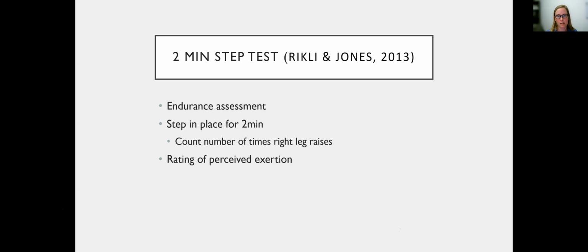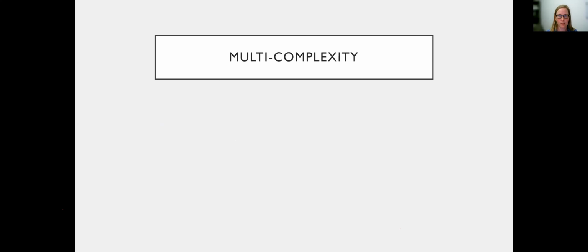And so this is a 2-minute step test, very easy to do. Takes 2 minutes and they just step in place. You count the number of leg raises on just one leg, and that will give you some comparisons to age-based norms. And then you can look at the rate of perceived exertion, how much work that was for them.